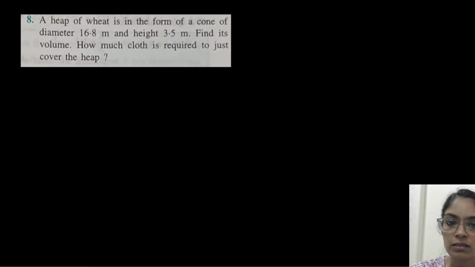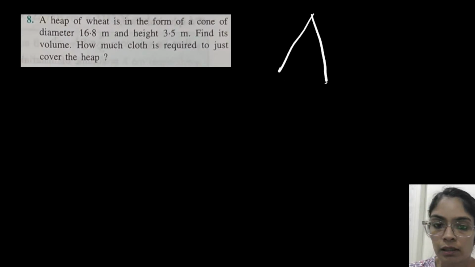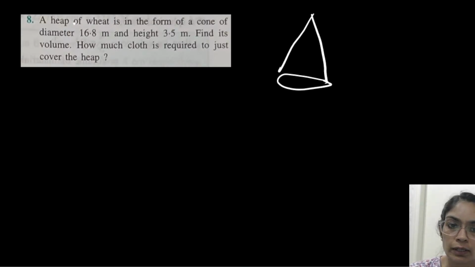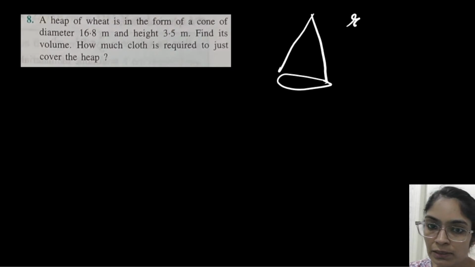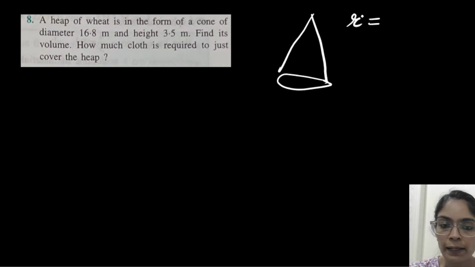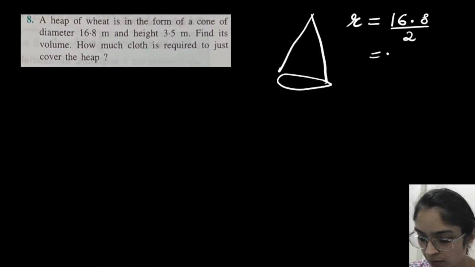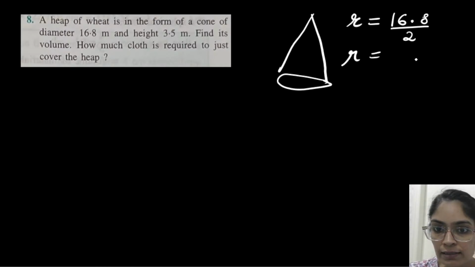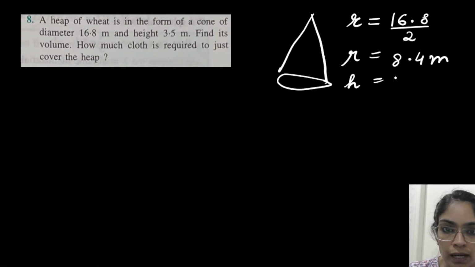A heap of wheat is in the form of a cone of diameter 16.8. So again, a cone is given to us, and the dimensions are given. The diameter is given, which means the radius is given. Diameter divided by 2 is the radius. So 16.8 divided by 2 is the radius. Yes, so its radius is 8.4 meter, and the height is also given to us, 3.5 meter. Find the volume.